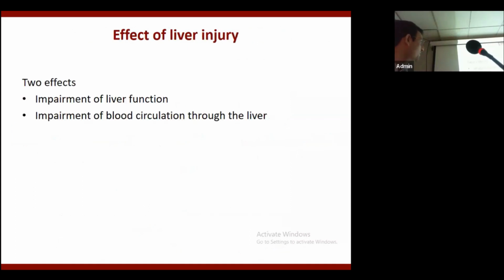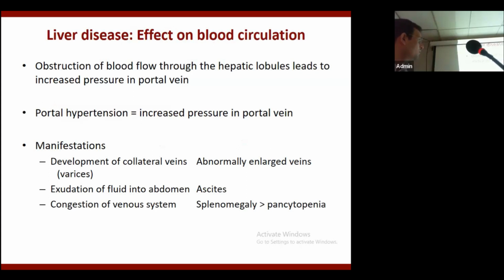So in cirrhosis patients, there are two effects: the impairment of the liver function and impairment of blood circulation through the liver. The obstruction of blood flow through the hepatic lobules leads to increased pressure in the portal vein, portal hypertension, and the manifestation of the collaterals, as we already saw, the varices, along with the exudation of fluid in the abdomen, ascites, and the congestion of the venous system, splenomegaly, and pancytopenia. So this is the basic I wanted to tell.